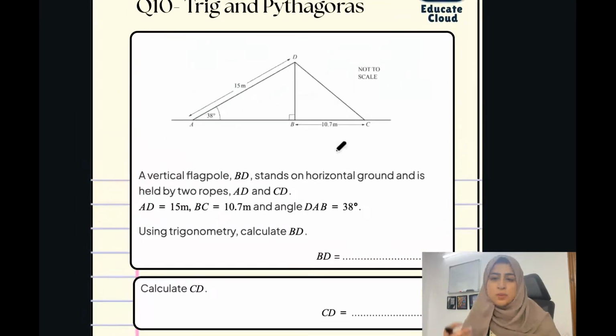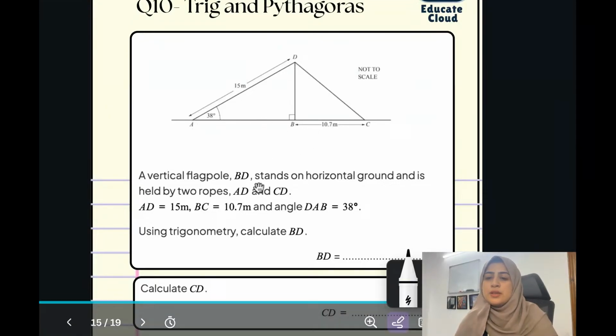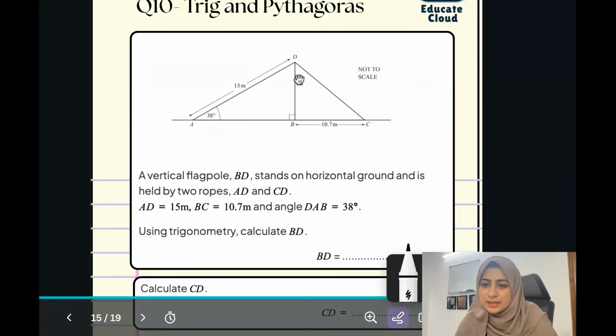So this is a tricky one as well. It says a vertical flagpole BD stands on a horizontal ground and is held by 2 ropes, AD and CD. Okay, AD is 15 meters, CD, we don't know CD. BC is 10.7, okay. Angle DAB is 38. So use trig to calculate BD.